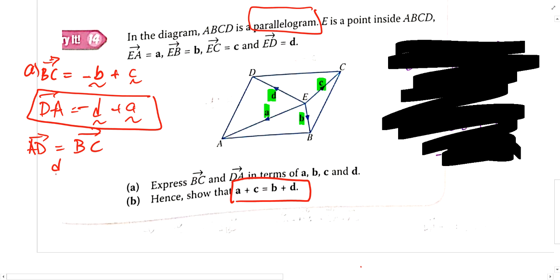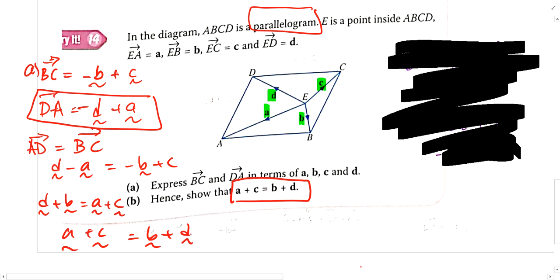So D minus A equals negative B plus C. Group all the A and the C together. So D plus B equals A plus C. So A plus C equals B plus D. Shown.